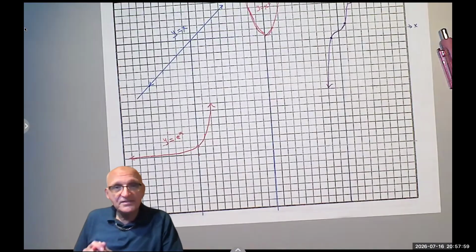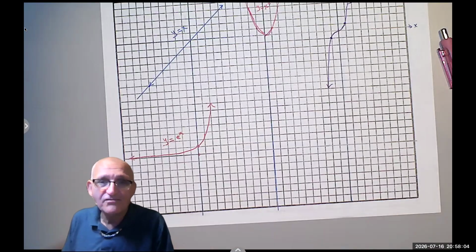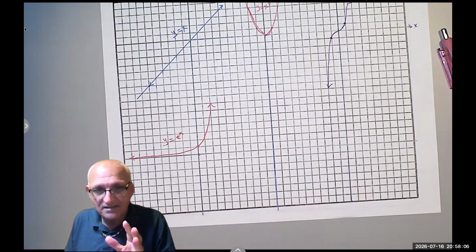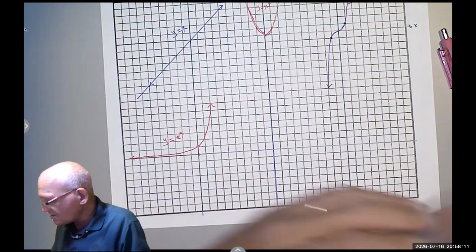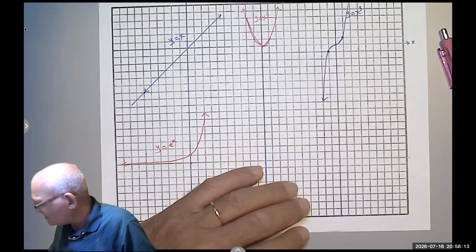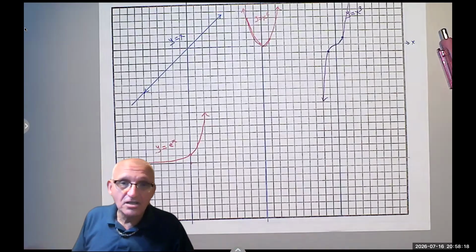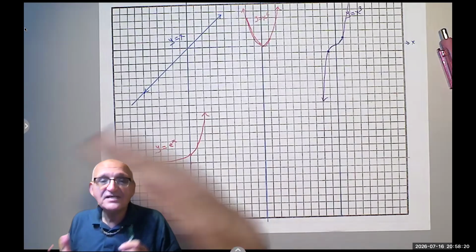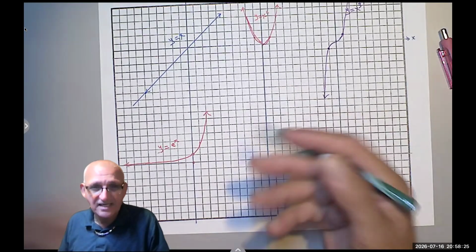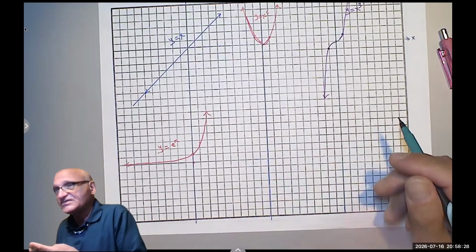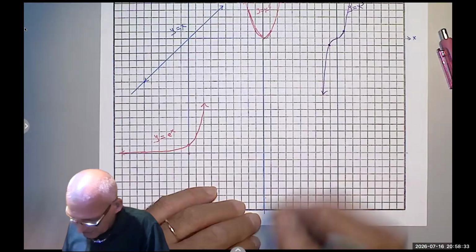I also have y equals natural log of x. We haven't covered natural log yet, or the log functions, but we are going to do that soon. So the natural log, you cannot have a natural log of a negative number. So it would be on the positive side, and natural log of zero is negative infinity. So the y-axis here is an asymptote.